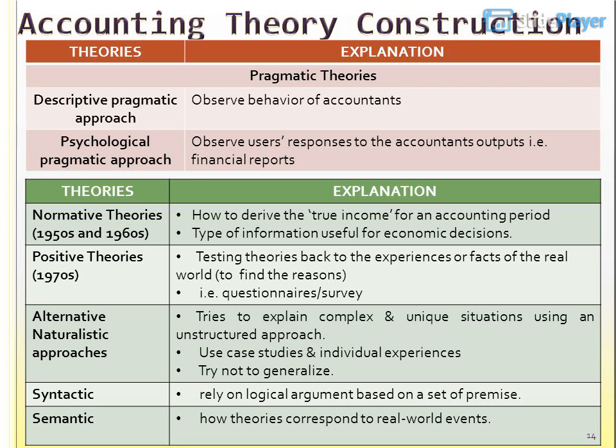Alternative naturalistic approaches try to explain complex and unique situations using an unstructured approach. They use case studies and individual experiences and try not to generalize. Syntactic: rely on logical argument based on a set of premises. Semantic: how theories correspond to real-world events.